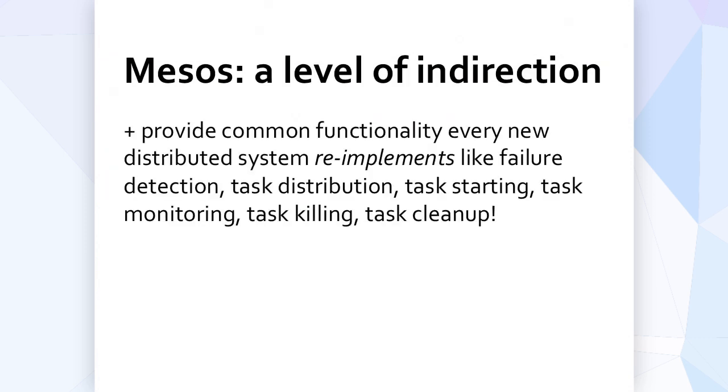So that level of indirection really provides a bunch of wins. The first win is, well, next time you go to build your distributed system, you don't have to re-implement all that stuff that pretty much every distributed system re-implements. You could just leverage this layer to do what you want to do, and there's a bunch of stuff that you might want to do.